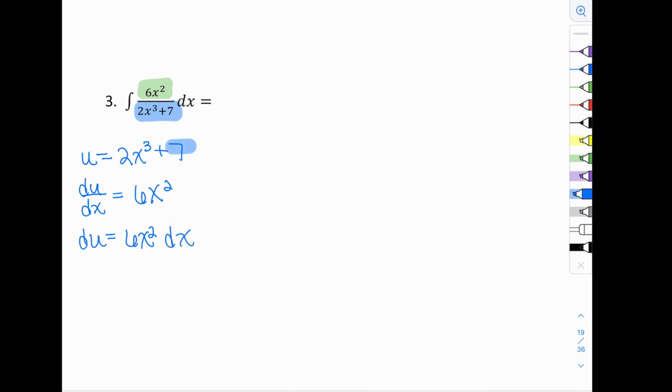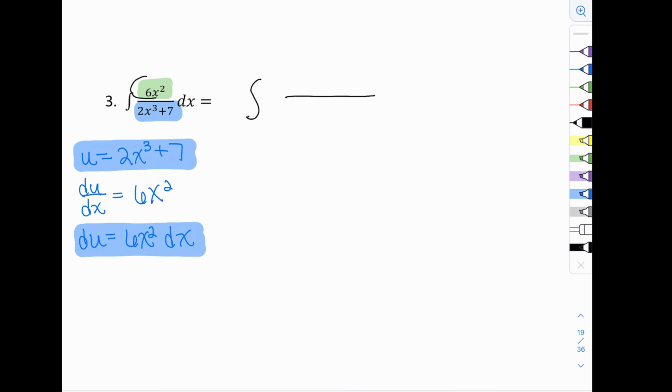That means that if we let u equal 2x cubed plus 7, then du is equal to 6x squared dx. And then now let's go ahead and make that substitution. So this is really similar to the last example. So here, this whole thing matches exactly with du, so I'm just going to replace it with a du.